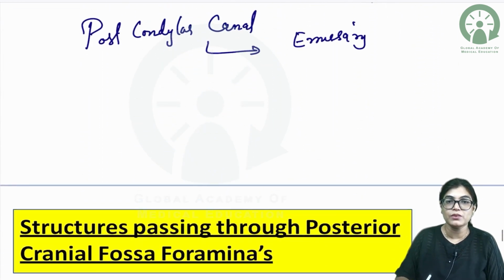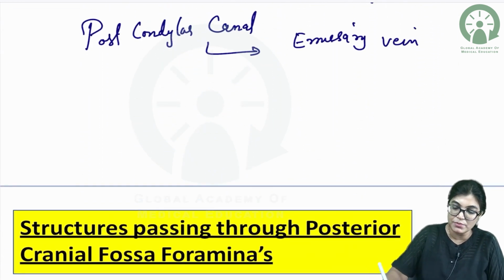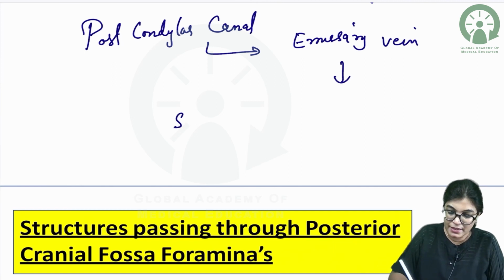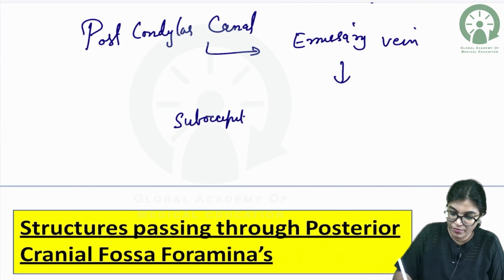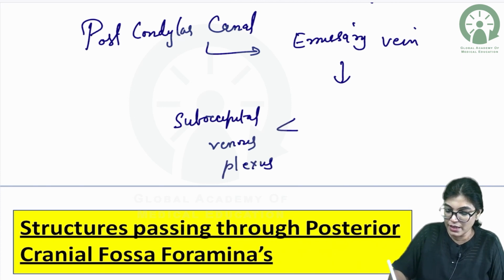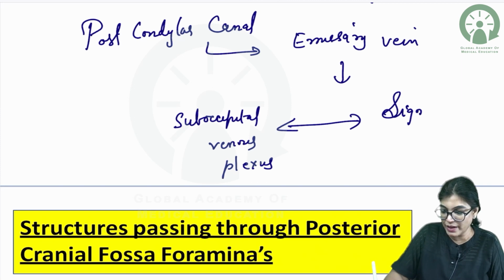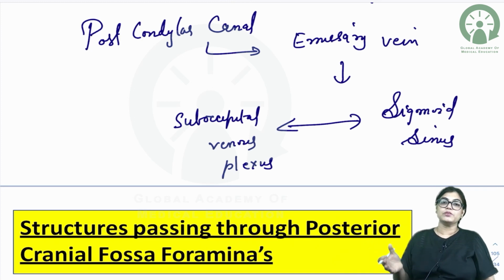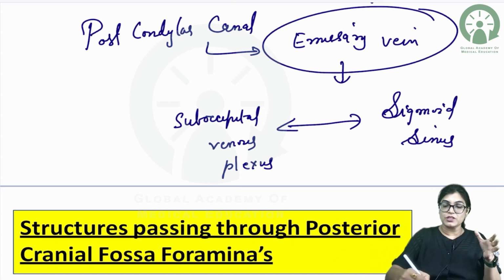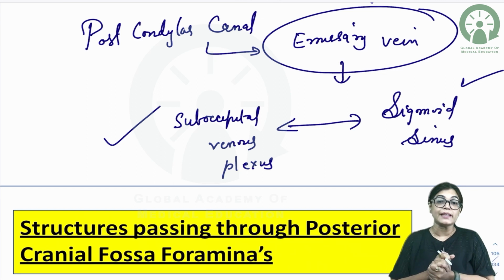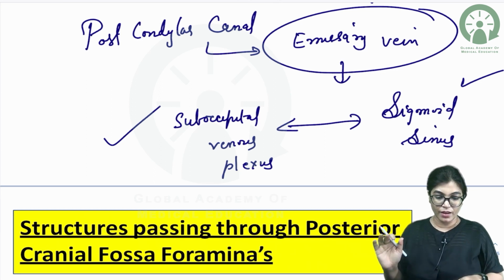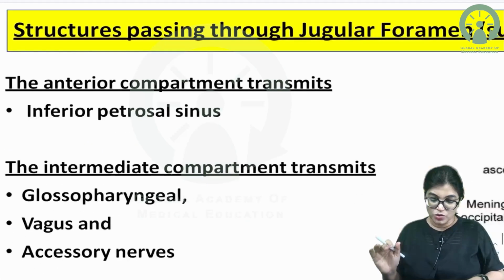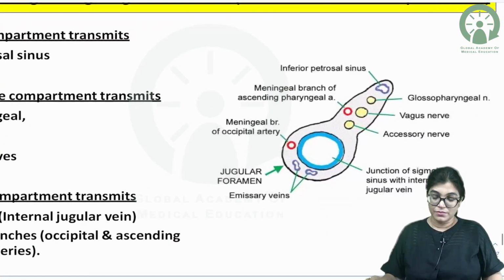To be more particular, which emissary vein? The answer is that this emissary vein connects the suboccipital venous plexus with the sigmoid sinus. So this emissary vein, passing through the posterior condylar canal in the posterior cranial fossa, forms a communication between the suboccipital venous plexus and the sigmoid sinus. Other than that, we have the jugular foramen and the foramen magnum.